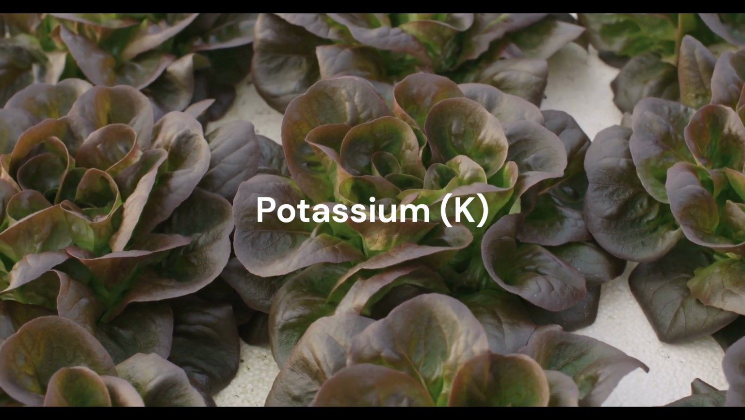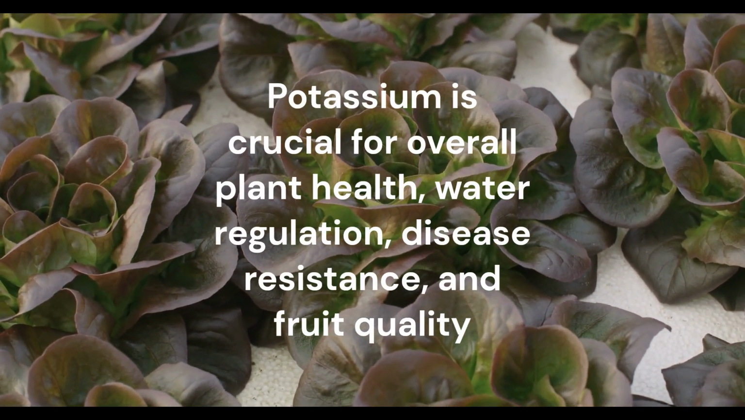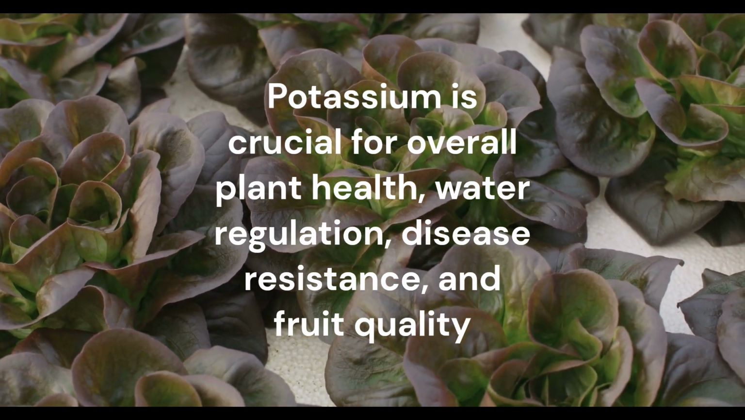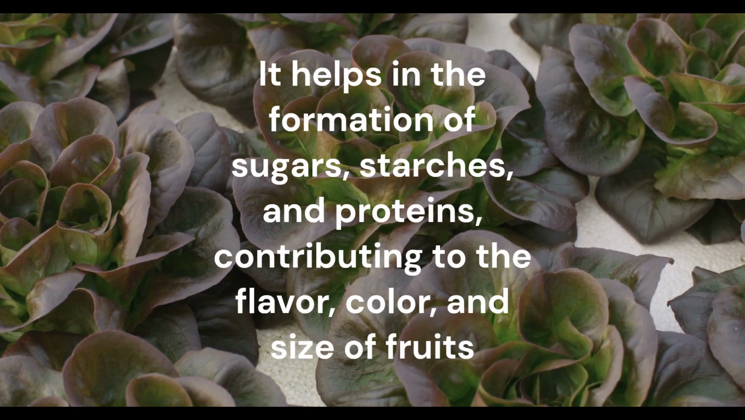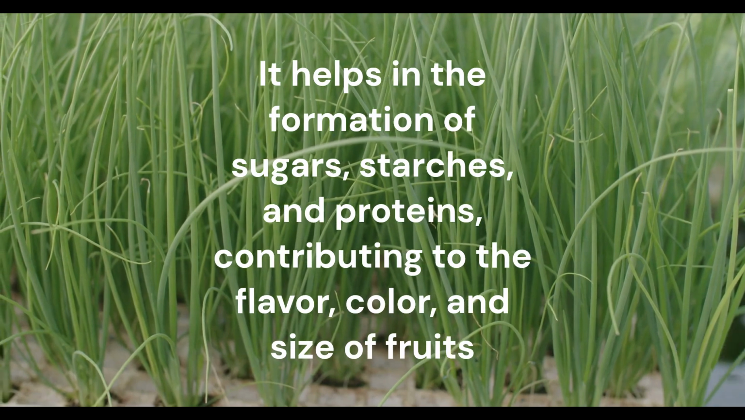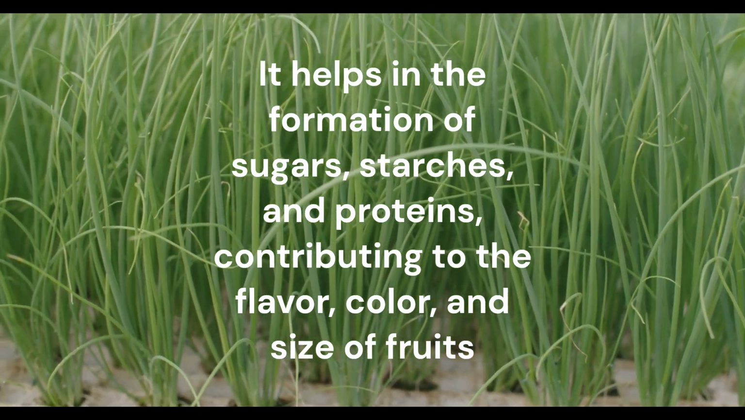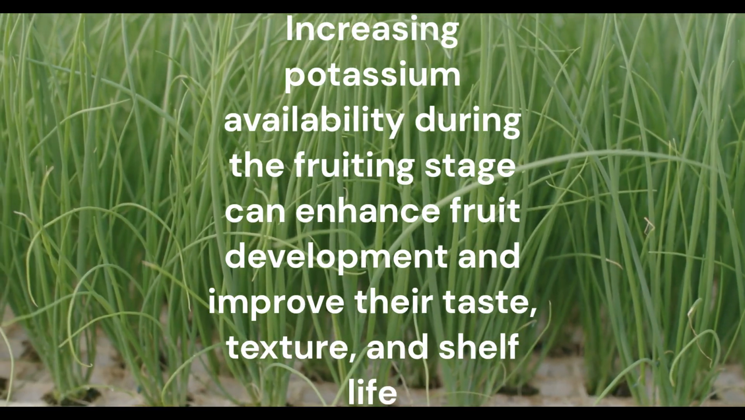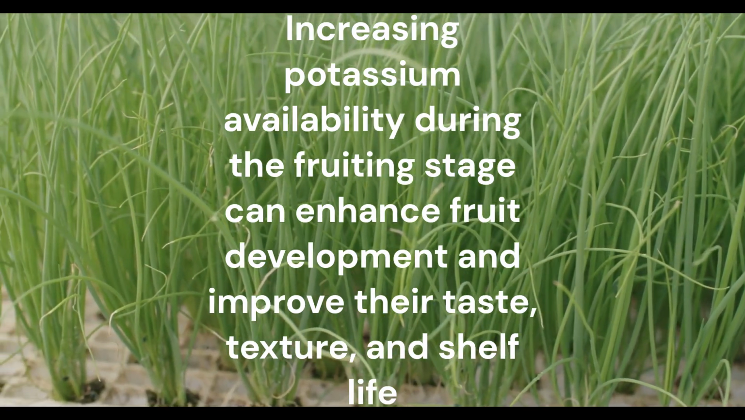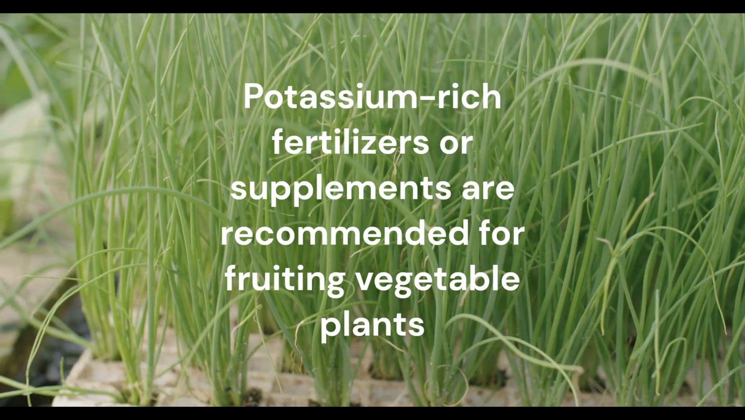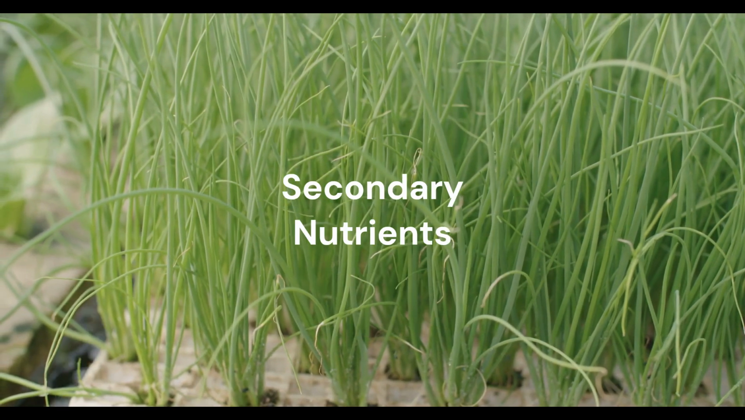3. Potassium (K). Potassium is crucial for overall plant health, water regulation, disease resistance, and fruit quality. It helps in the formation of sugars, starches, and proteins, contributing to the flavor, color, and size of fruits. Increasing potassium availability during the fruiting stage can enhance fruit development and improve their taste, texture, and shelf life. Potassium-rich fertilizers or supplements are recommended for fruiting vegetable plants.